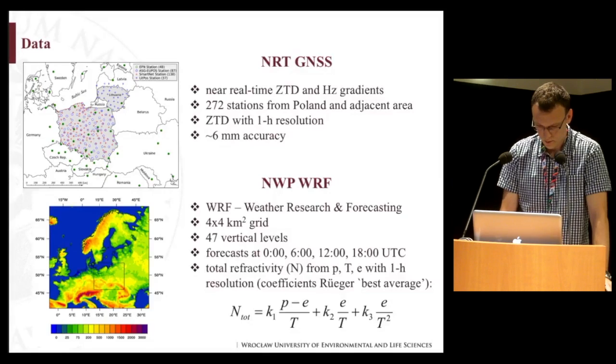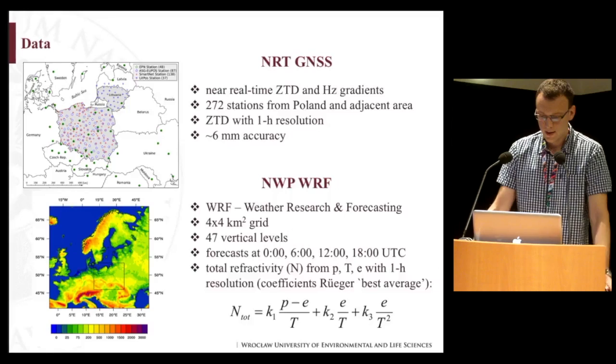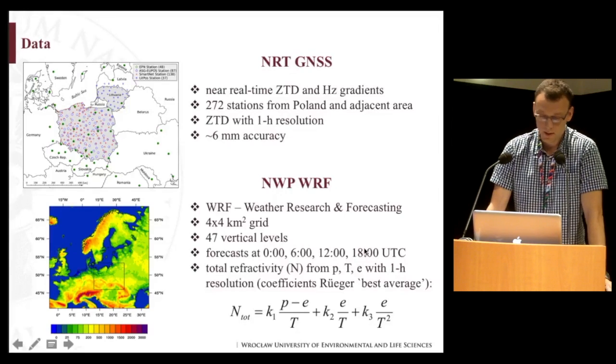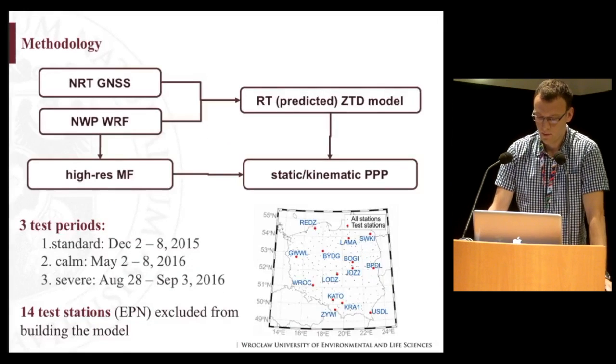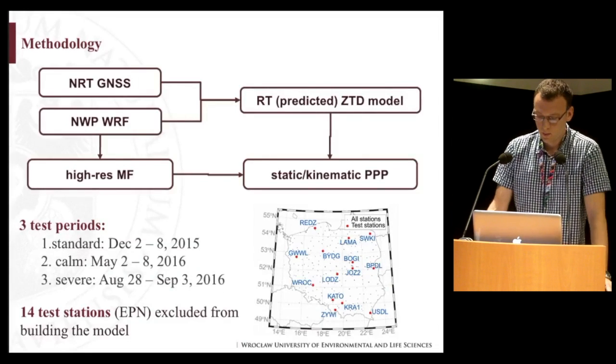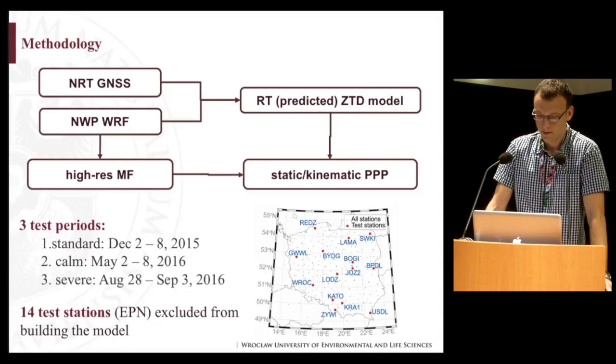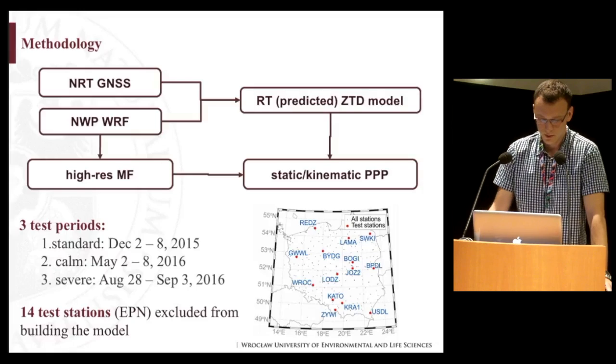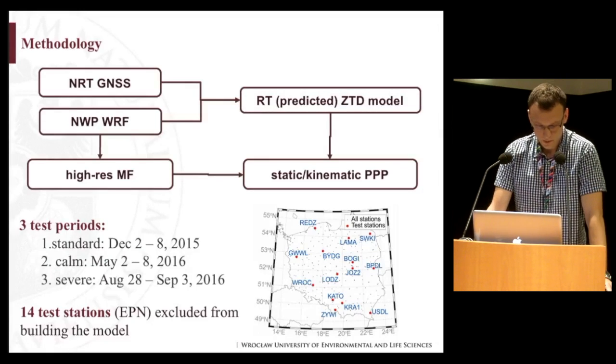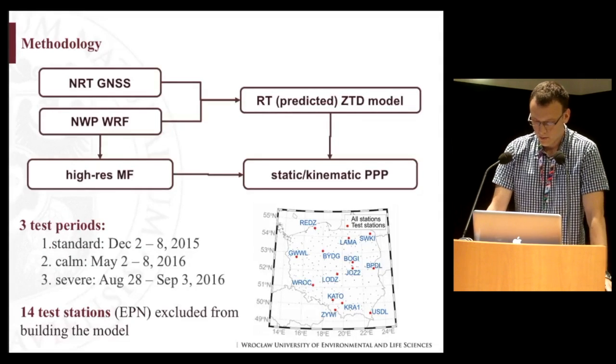How to move forward? Not only can we get ZTD in this way and in real time, because we are using forecasts, but we can also use a ray tracing technique to provide high-resolution mapping functions that are consistent with the delay model. To validate this approach, we use 3 weeks of data, which represent 3 different seasons and 3 different tropospheric conditions, namely standard, calm, and severe, in 2015, 2016, and 2016, respectively.